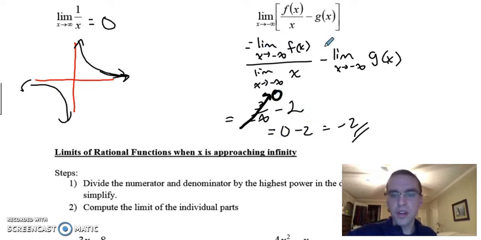So we use the rules that we learned last time about limits. We split it up. We know that 3 over infinity, 1 over infinity, any constant over infinity will go to 0. Whether it's positive or negative infinity, it does not matter. And so we're just going to get 0 minus 2.